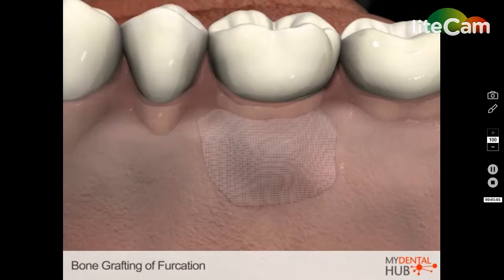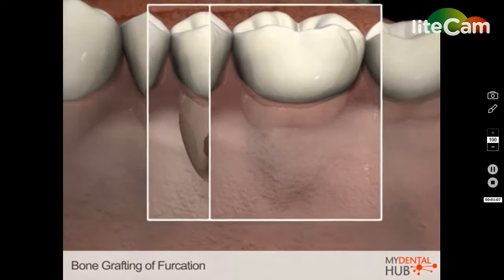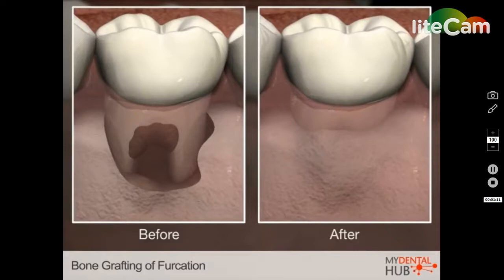The height of the bone should be around 3 to 4 millimeters below the gum tissue. Over a period of time, the grafting material consolidates into bone around the tooth. Bone grafting of furcation defect can replace some of the lost bone and prevent tooth loss. A proper oral hygiene regimen is essential in maintaining the health of your teeth and preventing further issues.